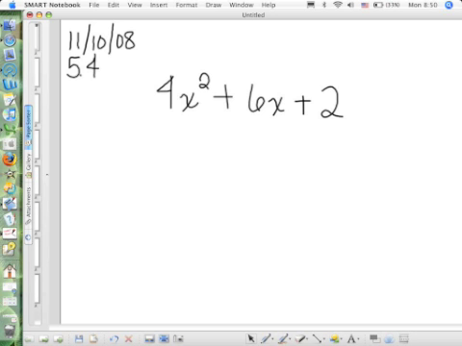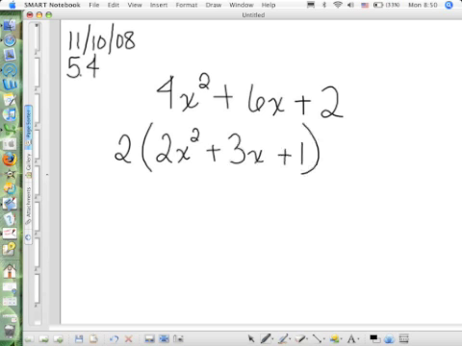2. Okay? I can factor a 2 out of that trinomial, and it leaves me with another trinomial, 2x squared plus 3x plus 1. Now I need to decide if I can take what's in that set of parentheses and break it down even further. All right, so how did we do this last week? What did we talk about?